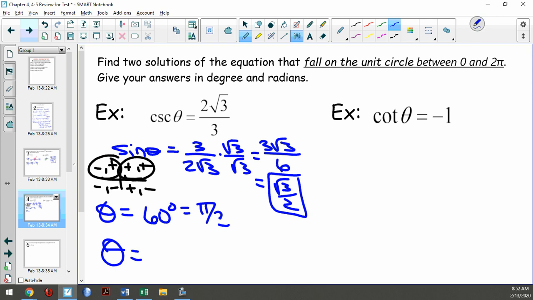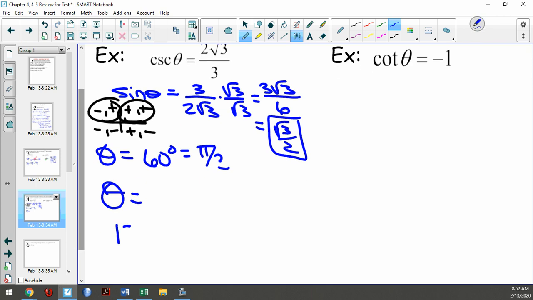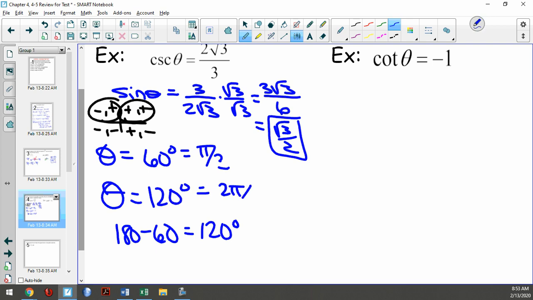Now, what about my quadrant 2 angle? Well, I need to find my 60 degree angle in quadrant 2. So that's going to give me 180 minus 60, which is 120. 120 degrees is equal to 2 pi over 3.